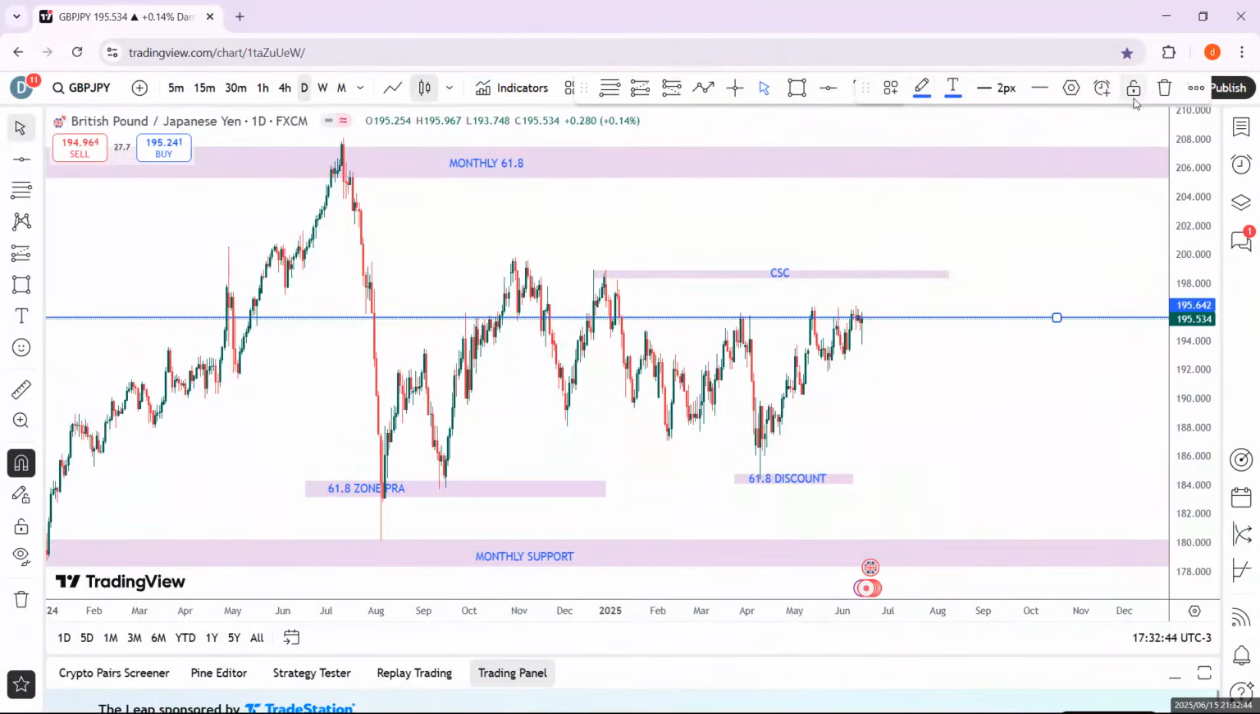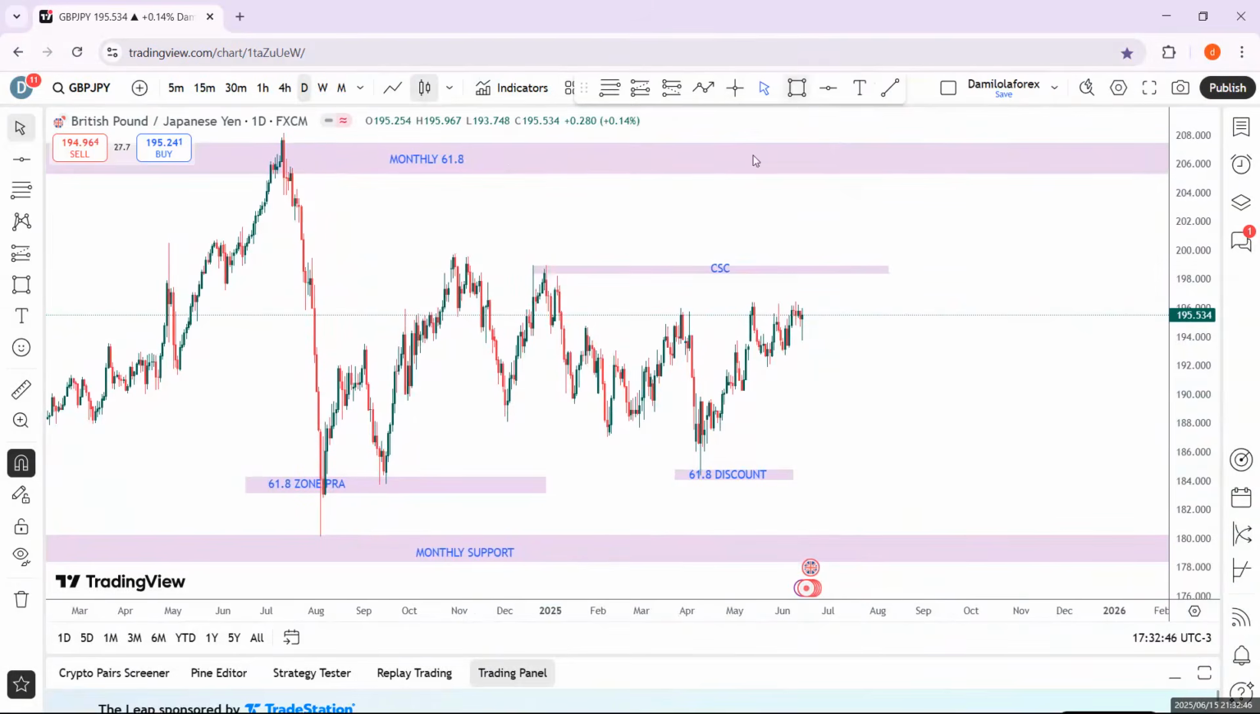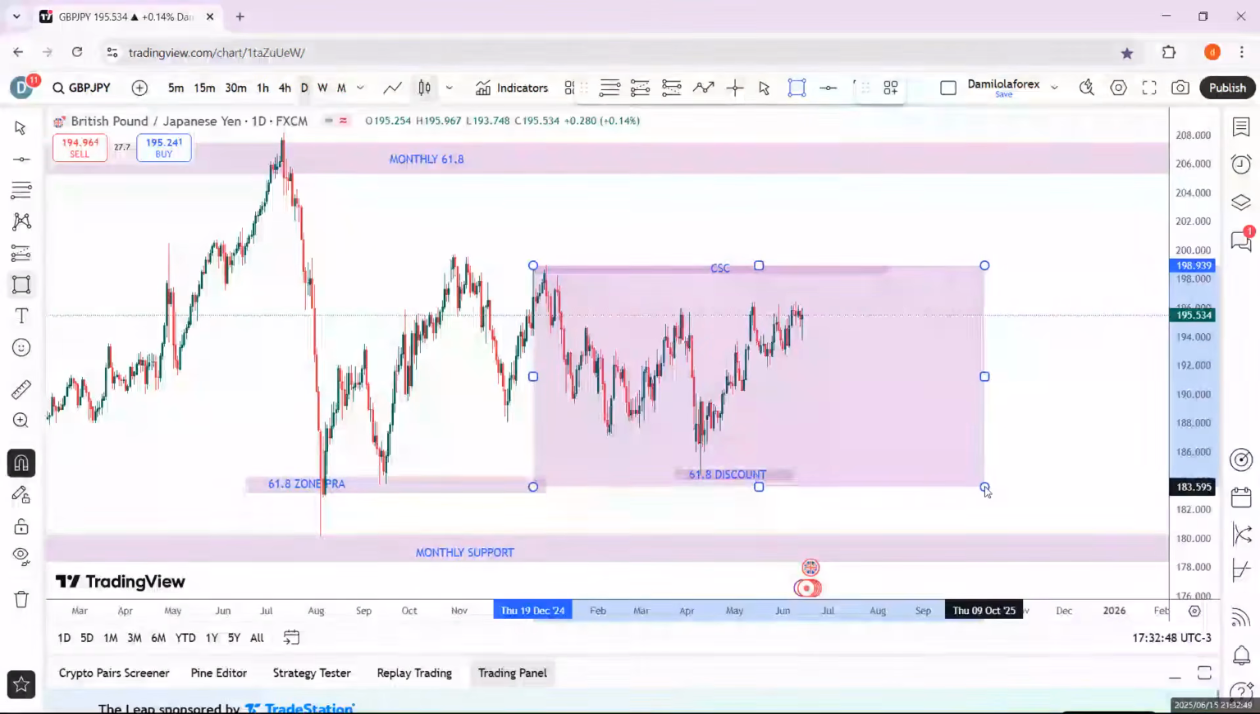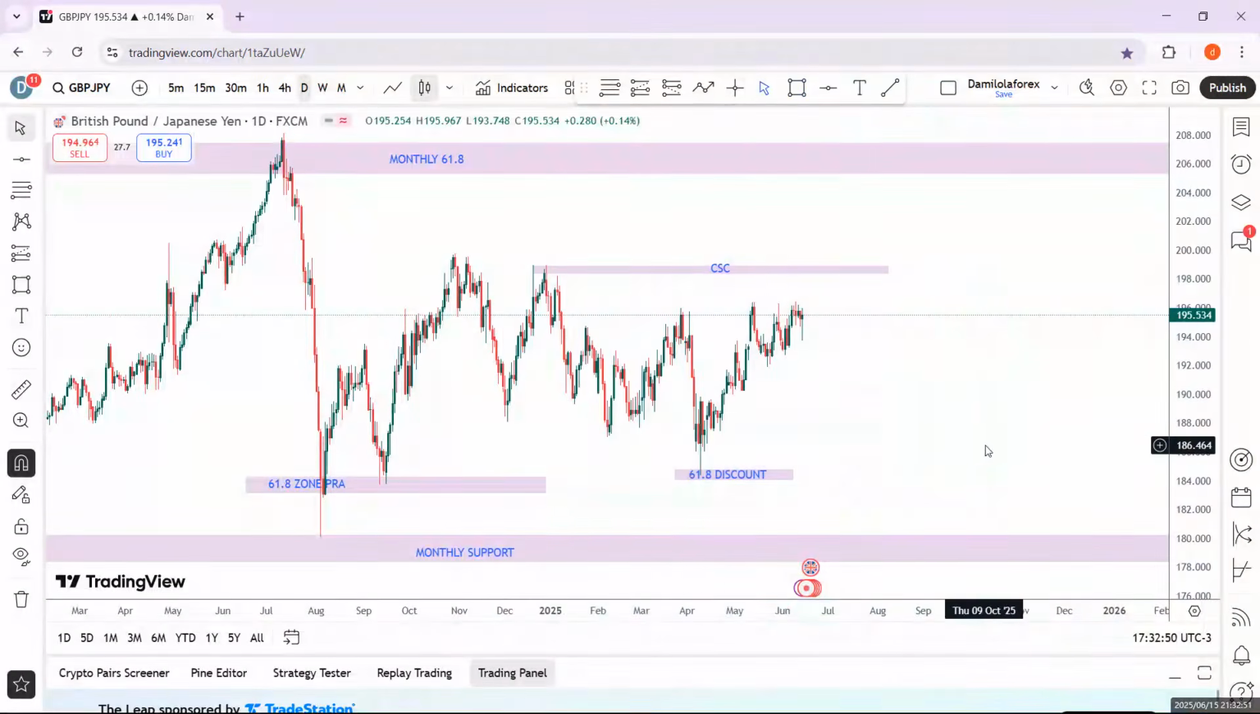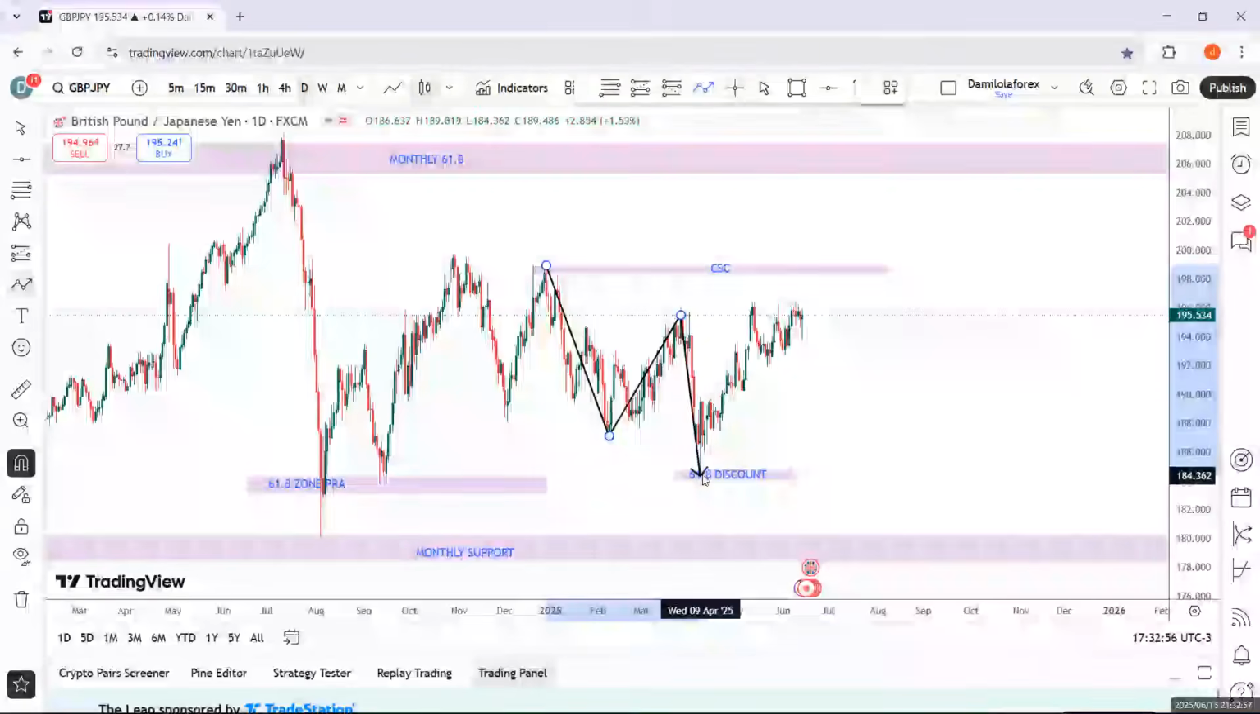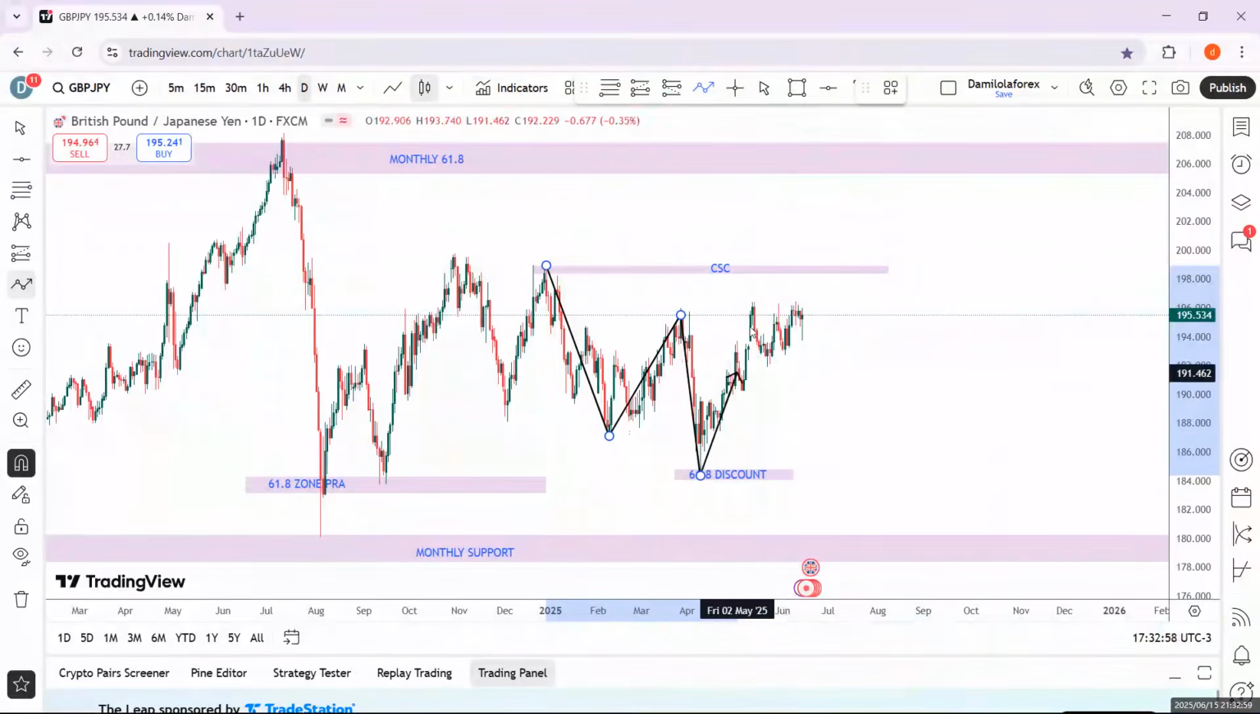Okay, so now that that has been defined, we would now focus on what? On the information from this CSC down to this 61.8 discount here as our current range of focus, right? So from here, we saw price made a push, like we said, price came for an exhaustion, push to the 61.8 discount here, then a break of structure has happened. So when the break of structure has happened, our first trade, which was our original trade on GBPJPY, was what?